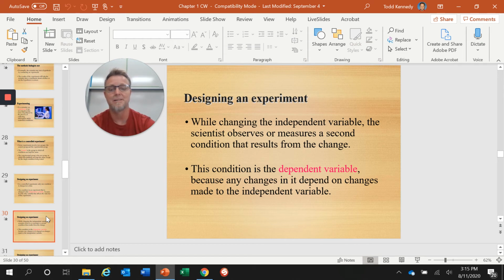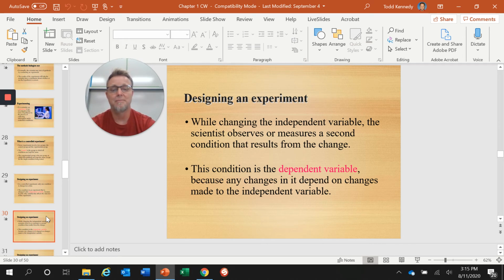Another way to look at it that's more direct and very straightforward, your dependent variable is basically your data, right? So in my experiment that I gave you with the rats, the alcohol was the independent variable. The time it takes them to run through the maze, that's the dependent variable.